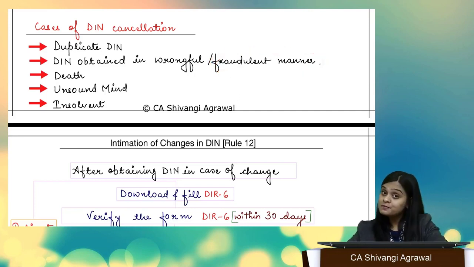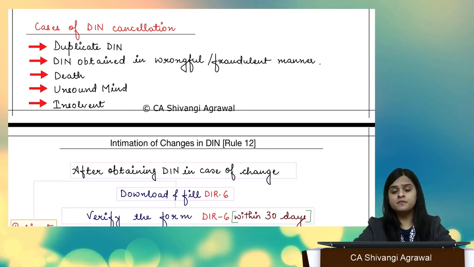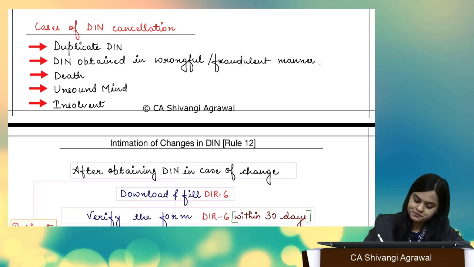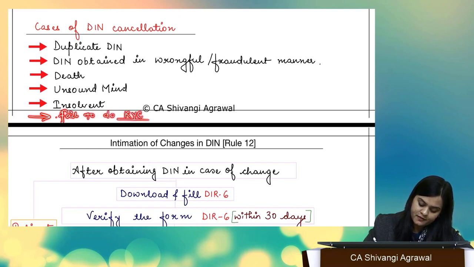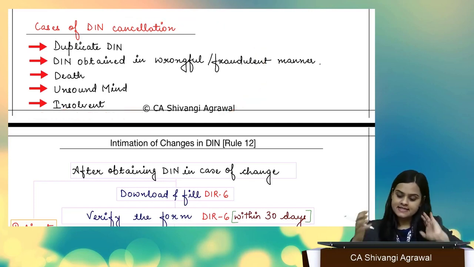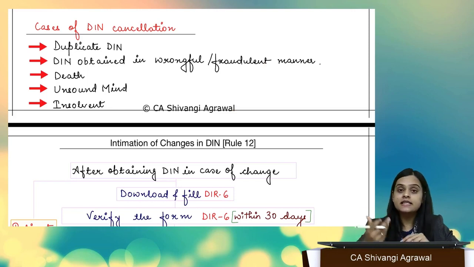If we die, if we turn out to be of unsound mind, if we turn out to be insolvent, if we surrender our DIN, or if we fail to do KYC. If we fail to do KYC, that can also lead to deactivation of DIN. What is KYC?